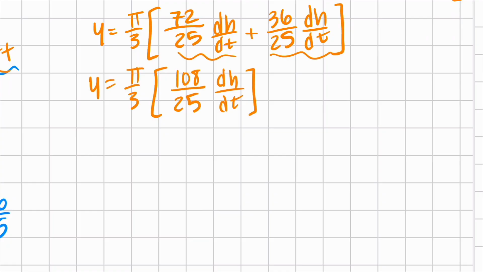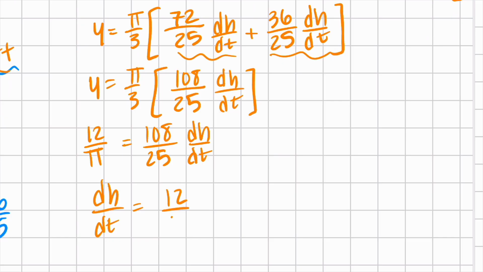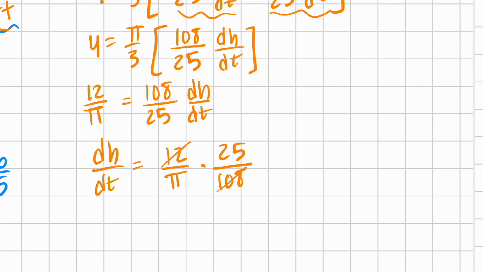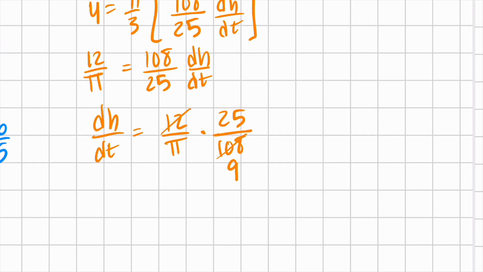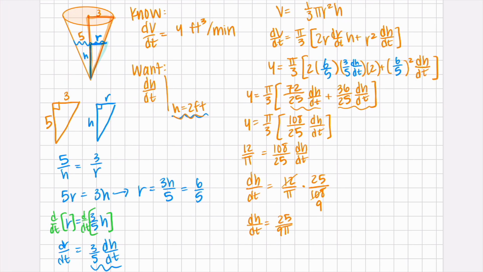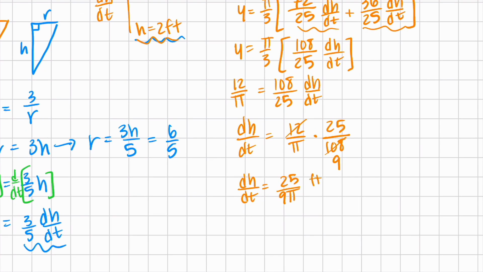Let's multiply by 3 over pi. I get 12 over pi equals 108 over 25 dh/dt. So dh/dt equals 12 over pi times multiply by the reciprocal. Simplify the 108 and the 12. And we get 9. 108 divided by 12 is 9. So dh/dt equals 25 over 9 pi. Let's do our units. They said that height is in feet, time is in minutes. That is your dh/dt.